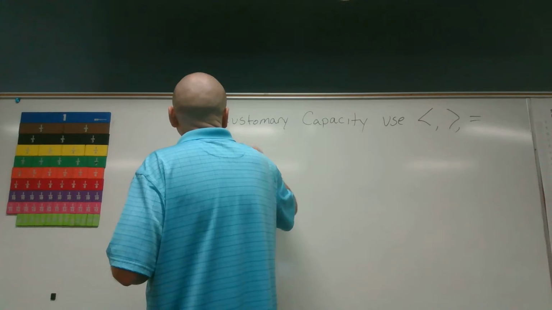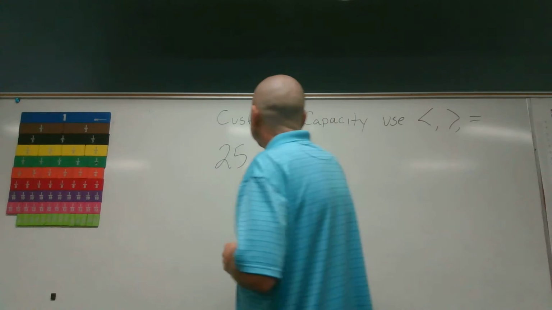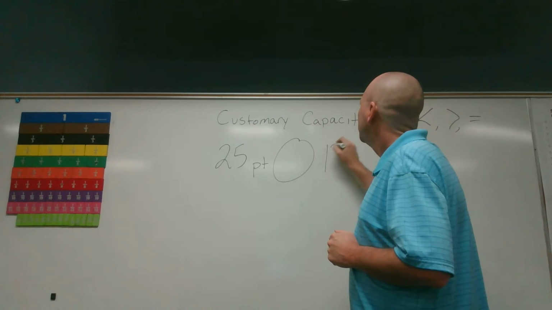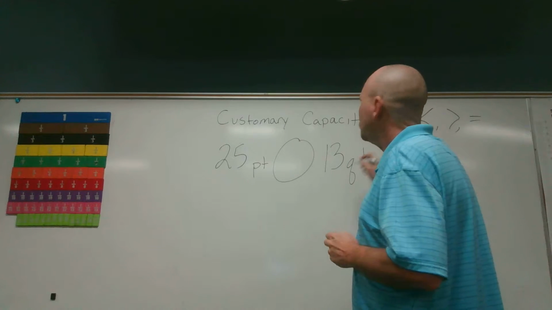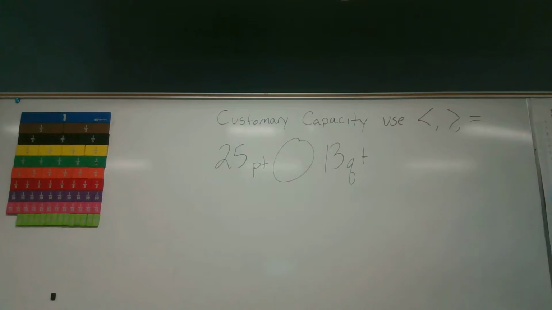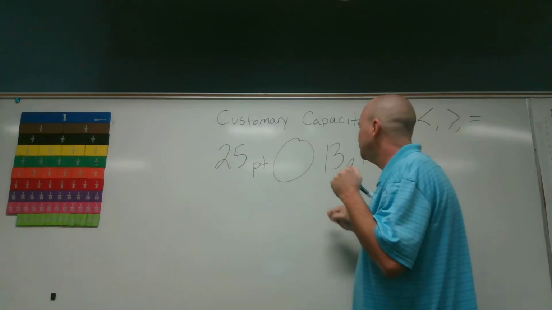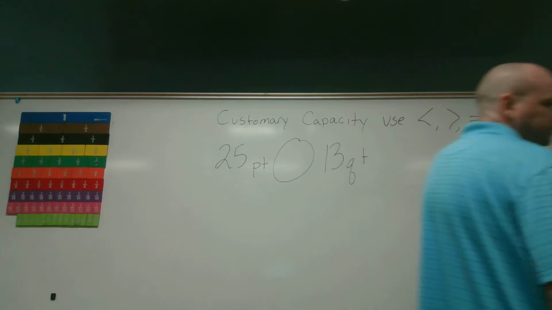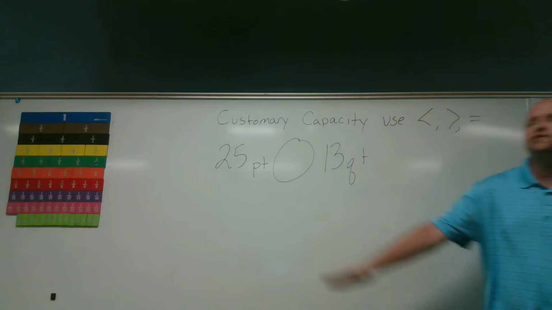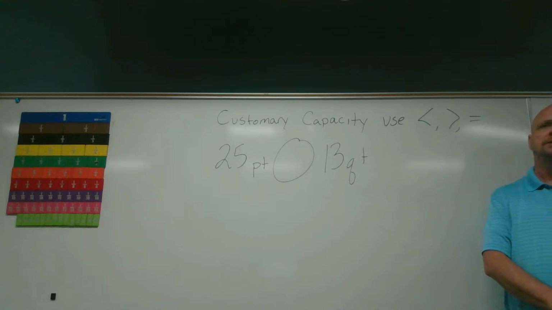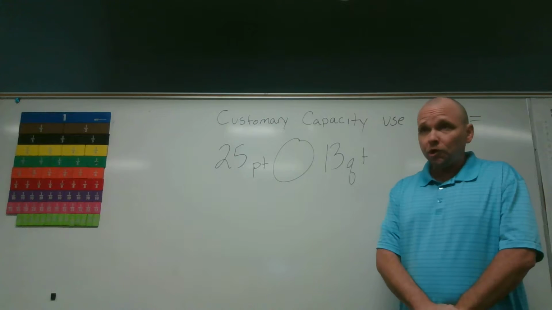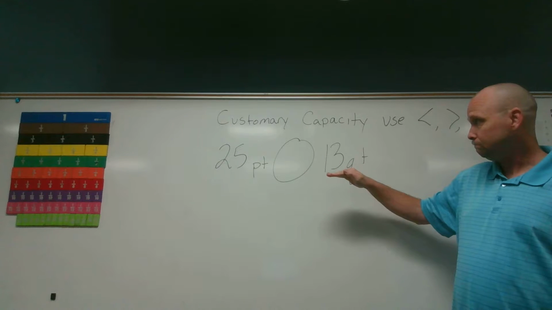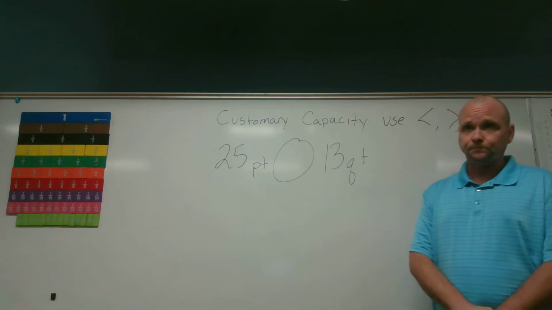So let's take 25 pints, less than, greater than, or equal to 13 quarts. 25 pints greater than, less than, or equal to 13 quarts. And let's have Natalie. Natalie, which one of these units is bigger, pints or quarts? Quarts. Which ones of these do you want to change? Do you want to change 25 pints to how many quarts, or 13 quarts to how many pints?